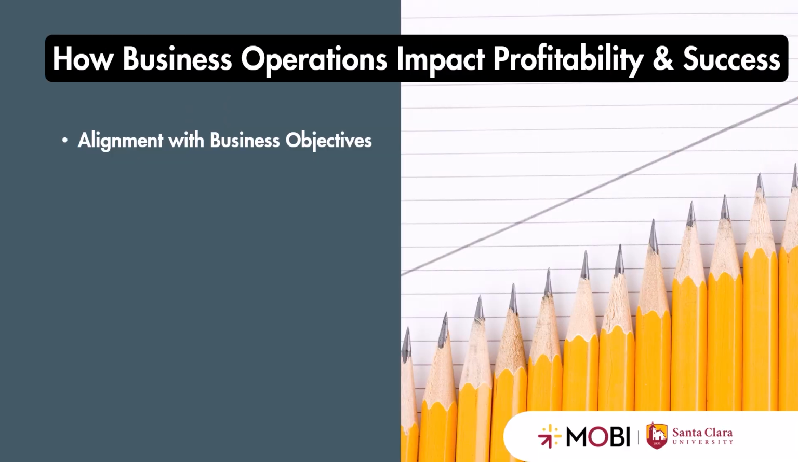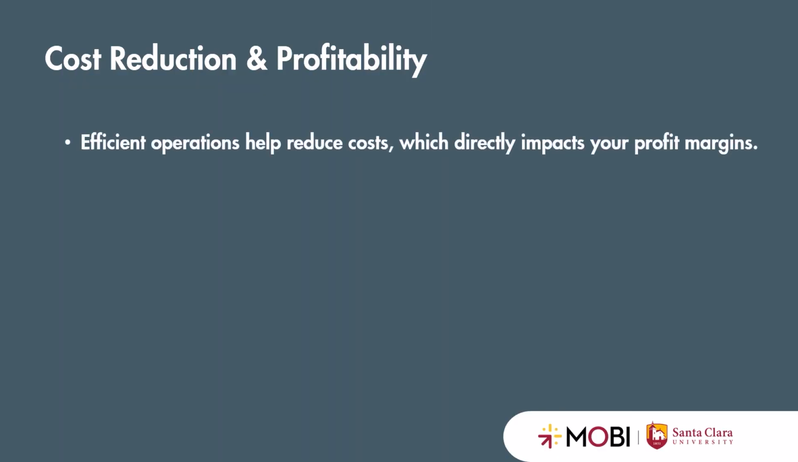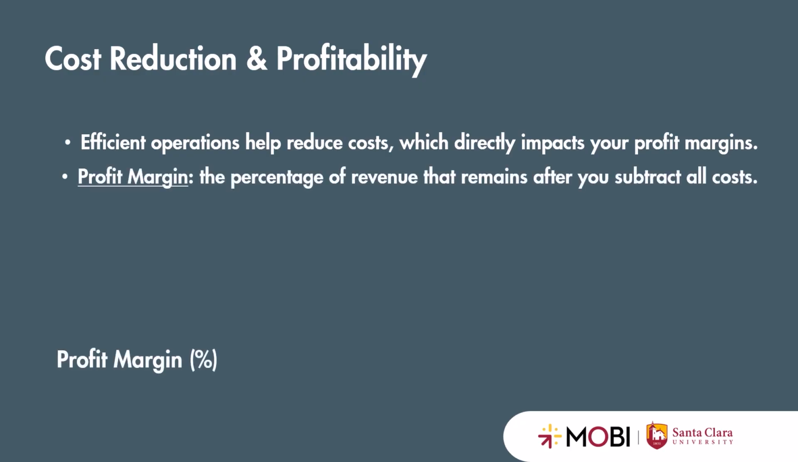Next, we discuss business operations in the context of operational efficiency and profit margins. First, we'll cover cost reduction and profitability. Efficient operations help reduce cost, which directly impacts your profit margins, meaning the percentage of revenue that remains after you subtract all costs associated with your product or service.